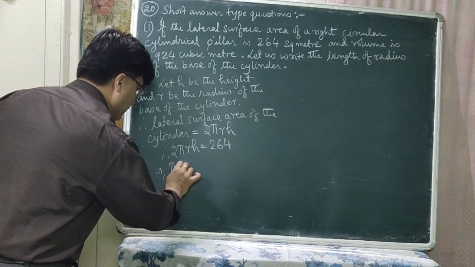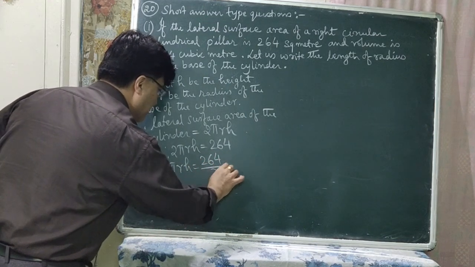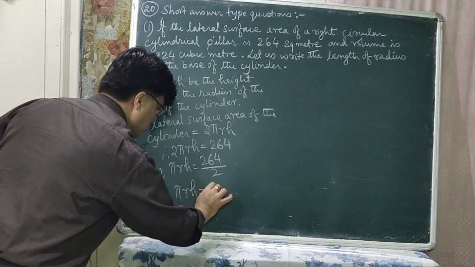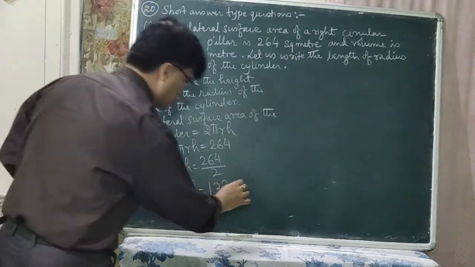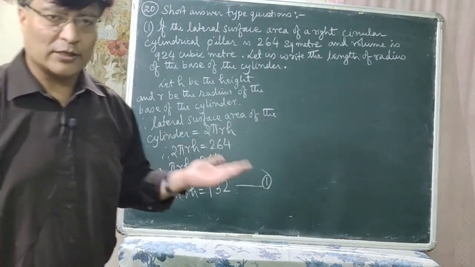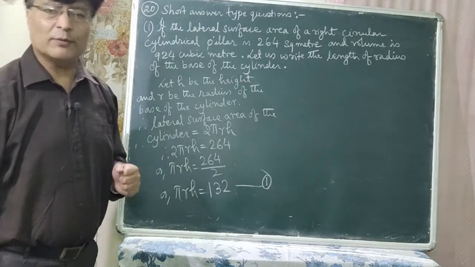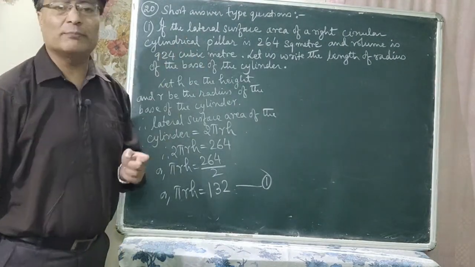Or what is the value for pi r h now? That is 264 divided by 2. Or pi r h is equal to, 2 1s are 2, 2 3s are 6, 2 2s are 4. That is your 132. Suppose this is equation number 1. So I think you have understood it. Again, what is given here? Volume of the cylinder is given. So what is that? It is 924 cubic meter.